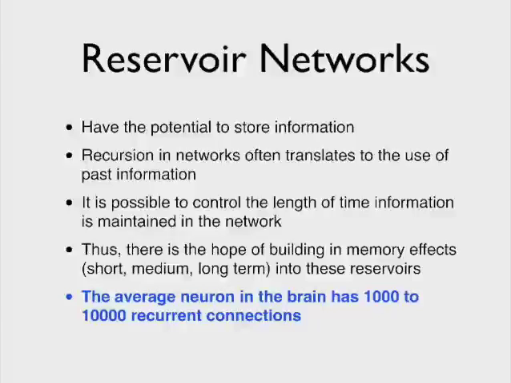I'd add that reservoir networks, because of the cycles, have the potential to store information and to work with temporal data, and the storage of information can be related to storage of information in your mind. When you remember something for a couple of minutes, that can be viewed as a loop in a reservoir network.